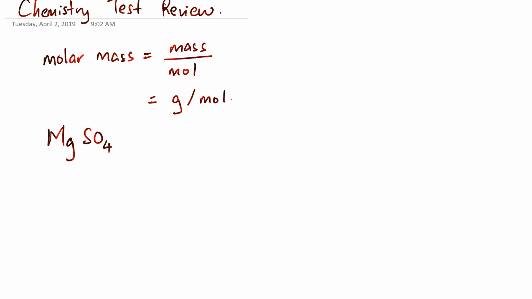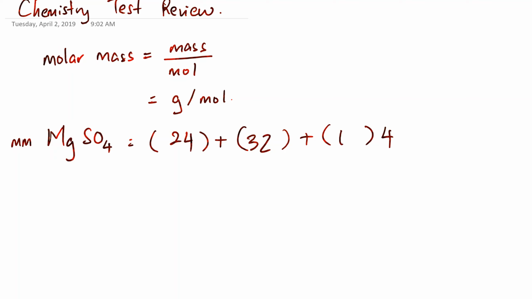How do I look for the molar mass of magnesium sulfate? Very easy, right? You just look at the periodic table and tell me what is the molar mass of magnesium, sulfur, and oxygen. So molar mass of magnesium is 24. Molar mass of sulfur is, where's S? Okay, 32. Molar mass of oxygen is 16. Right, so we round it to the whole number.